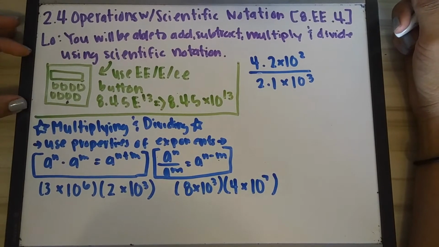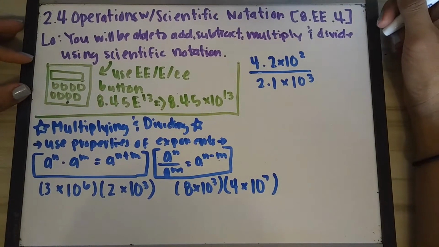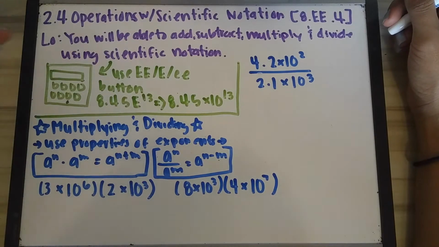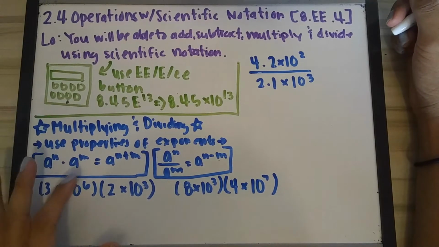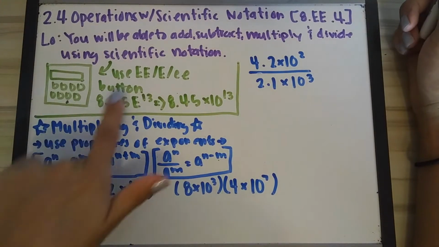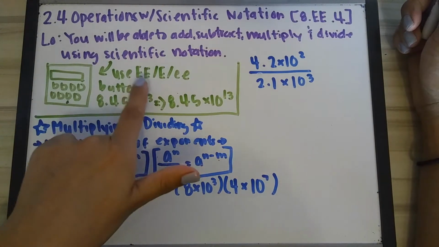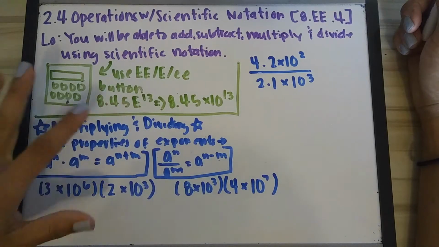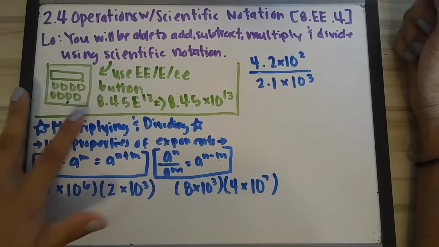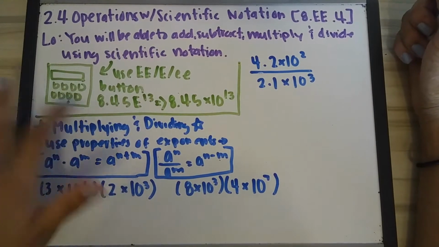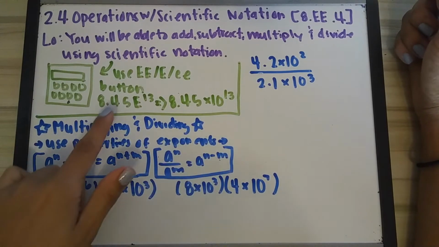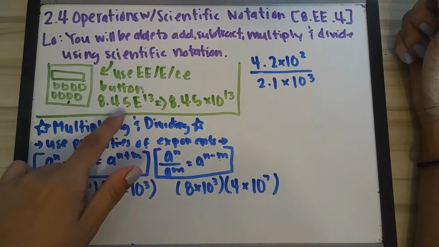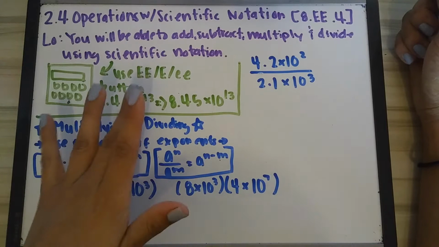Before I start going over those operations, I want to tell you guys that on your calculator, to find the base of 10, you're gonna use the EE button. When you calculate, you might find it as E, either capital or lowercase, or double E. You're gonna use that button. So for instance, you're gonna do 8.45 E13. That means times 10 to the 13th power.